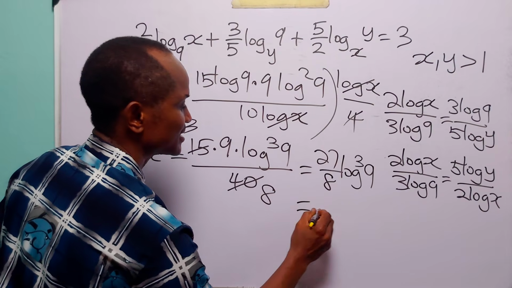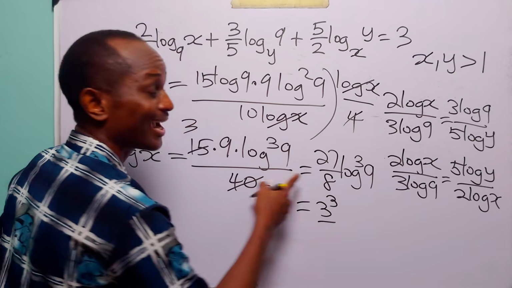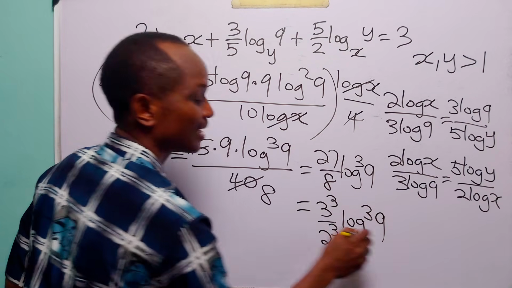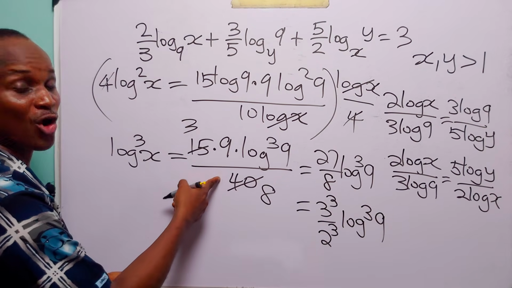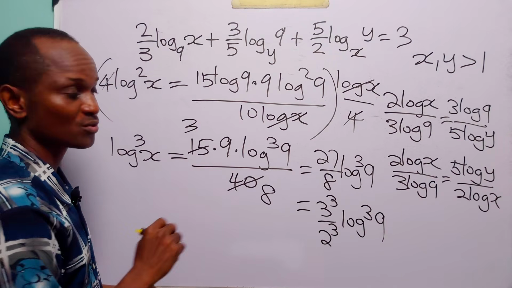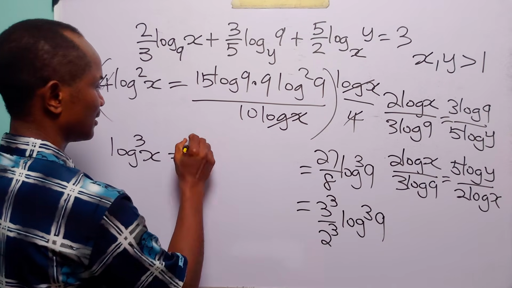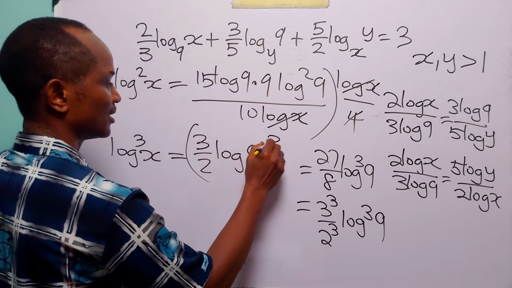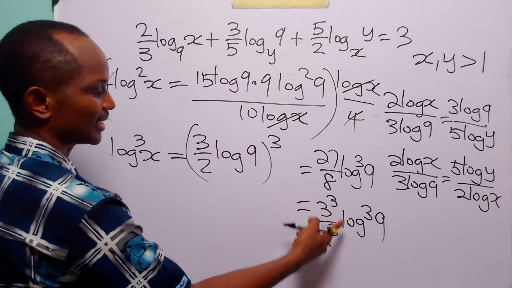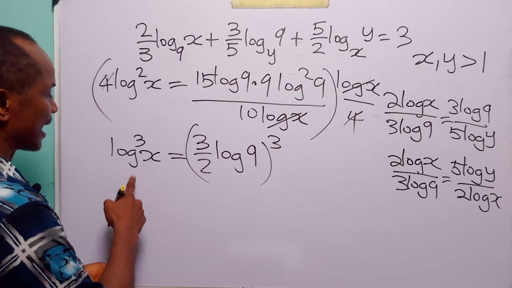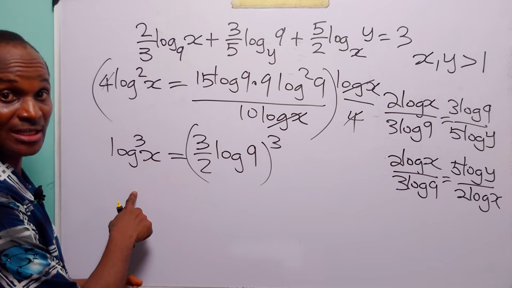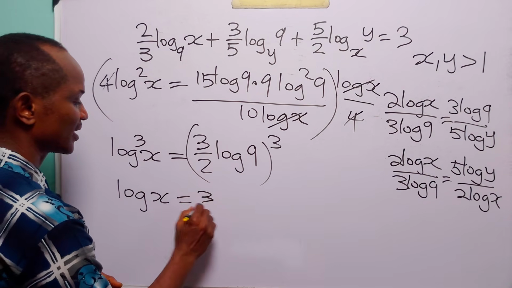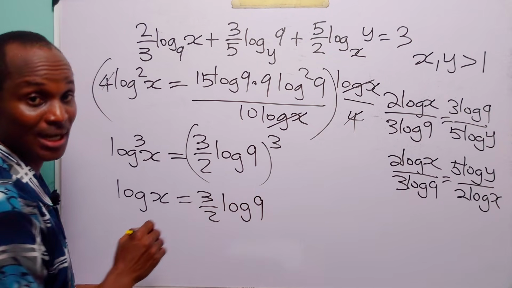Now notice that 27 is 3 cubed, while 8 is 2 cubed, and we have log cubed 9. So this simply means that on the right hand side of this equation, what we have is 3 over 2 log 9, all to the power 3. And when we take the cube root of both sides of this equation, we have that log x is equal to 3 over 2 times log 9.